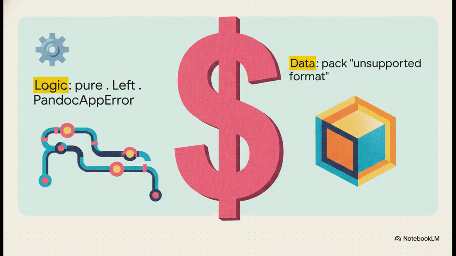Let's break this down to really anchor the concept. Over on the left side, we have our logic, pure.left.pan.error. The dot operator is basically acting as our glue, smoothly chaining all our logic steps together into a single, seamless pipeline. Then, bam, we hit that boundary, the $. The definitive visual signal immediately tells the reader, okay, the logic pipeline is done, and the actual data, packing our unsupported format string, is about to begin over on the right.